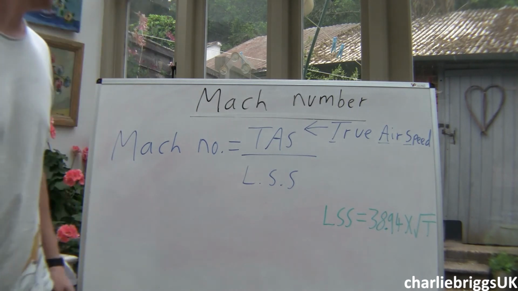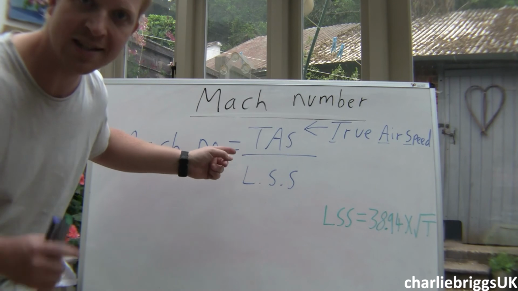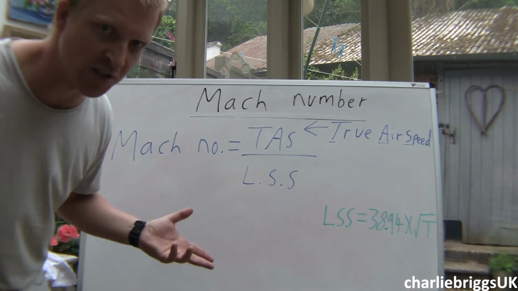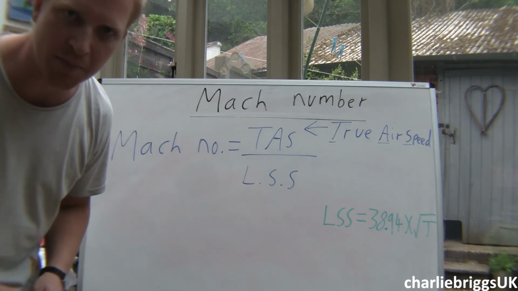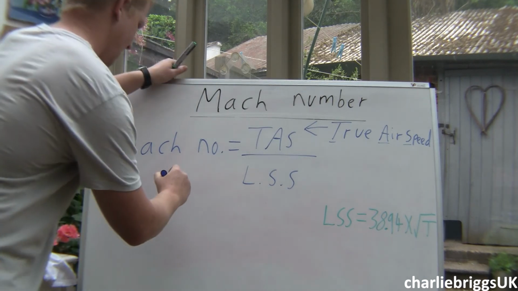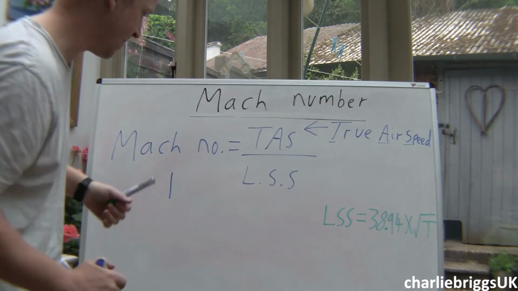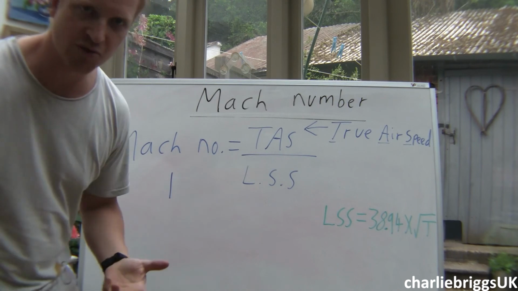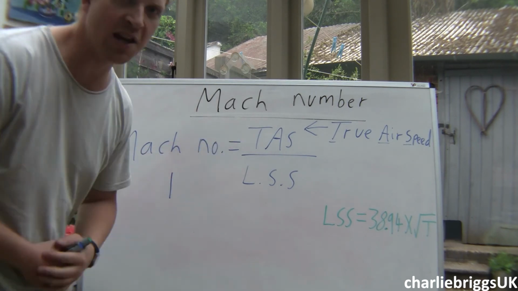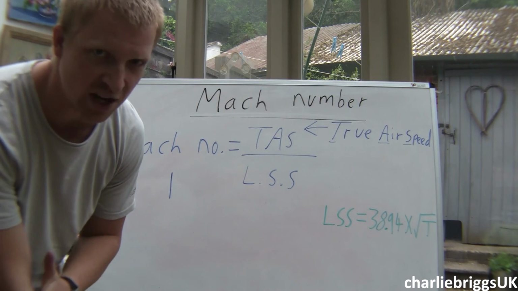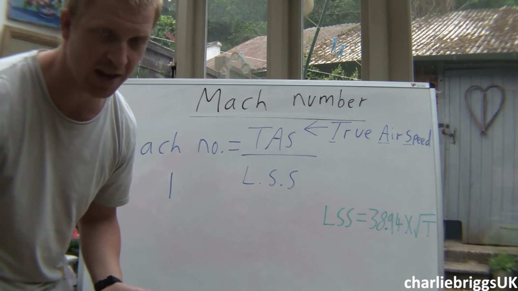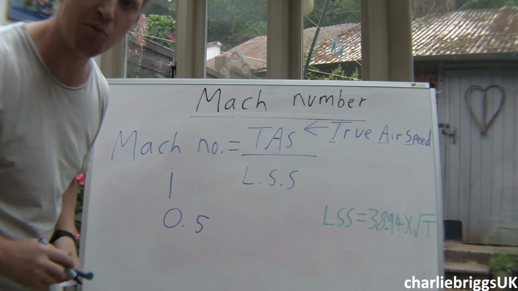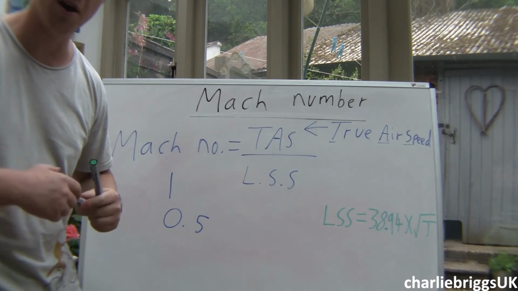So, if your true airspeed was 661 knots and the local speed of sound was 661 knots, what would your Mach number be? It would be 1, just 1. And what if the local speed of sound was 660 knots and your true airspeed was 330 knots? What would the Mach number be? .5. Mach 0.5.